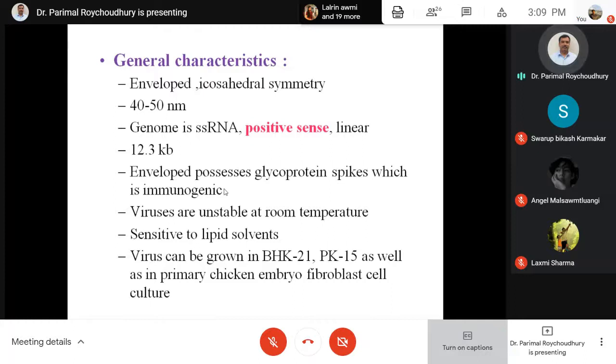Okay. So the viruses are unstable at room temperature. They are sensitive to lipid solvents because they are enveloped viruses, and they can be grown in common species-specific cell lines. The genome size is small, 12.3 kb, and they are positive-sense RNA viruses. So when we say positive sense, immediately what comes to your mind is that as soon as the virus enters the host cell, protein translation will occur. So no transcription occurs at the beginning stage. However, in the later part of replication, transcription and translation occur.